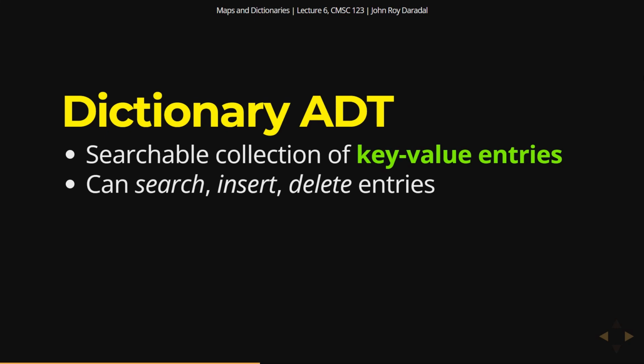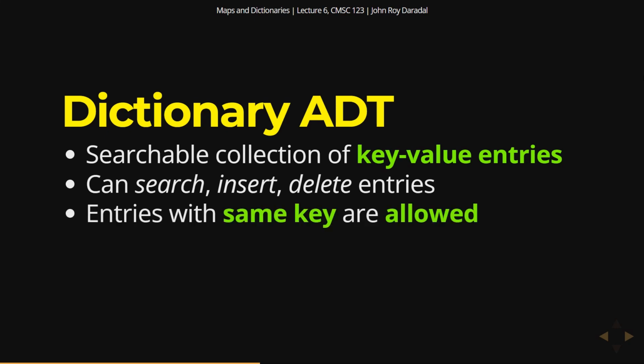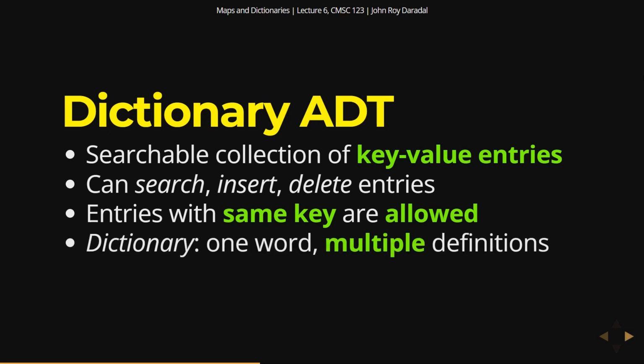But the main difference with the map is that entries with the same key are now allowed. Remember, in the map, the keys have to be unique, right? So if the key already exists, you have to overwrite it. However, in the dictionary, you're allowed to have entries with the same key. So, yeah, that's the main difference. It's similar to a real-world dictionary, wherein one word could have multiple definitions, right? One word could have the verb definition or the adjective definition.